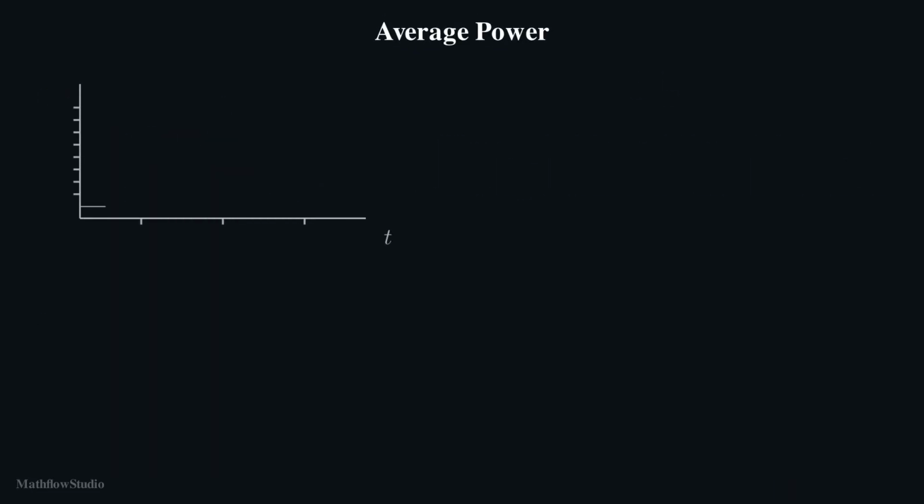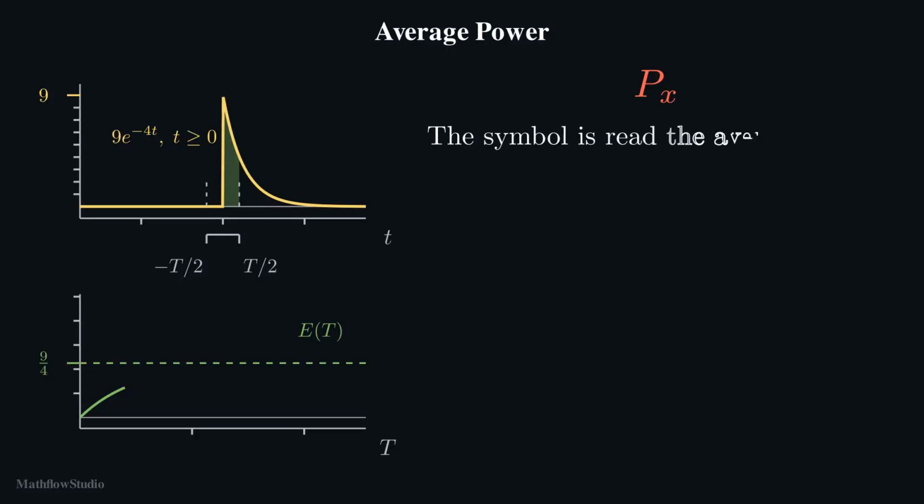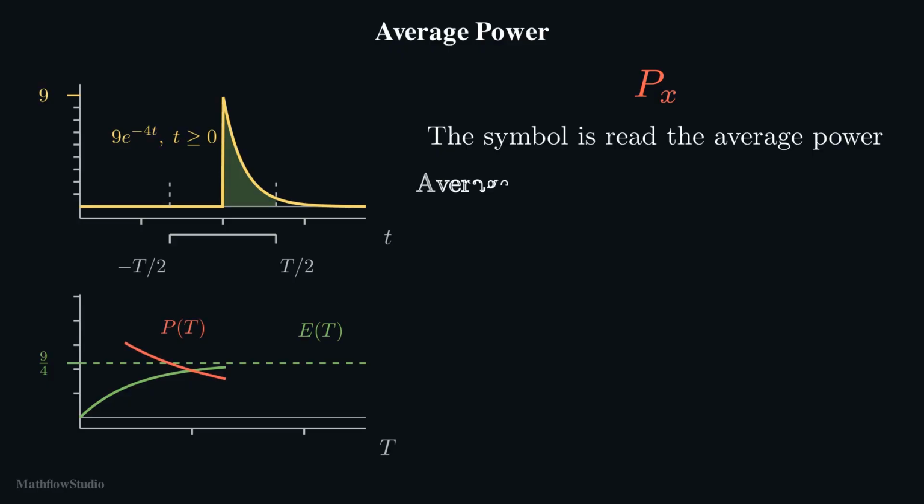The same pulse and the same narrow window are drawn again. Below it, the energy counter is drawn again, and a third symbol asks a different question of the same shaded area. The symbol is read the average power of the signal, and widening the window is what it measures. Average power is a limit of ratios, and it is not the power at any single instant.